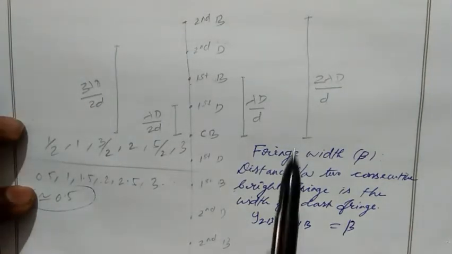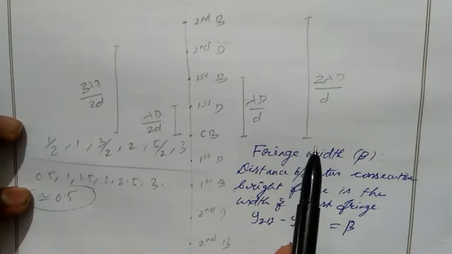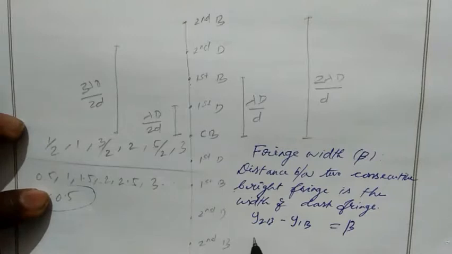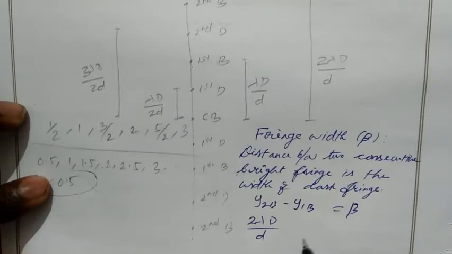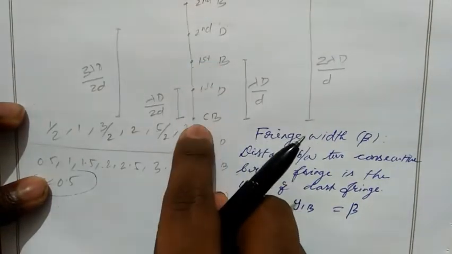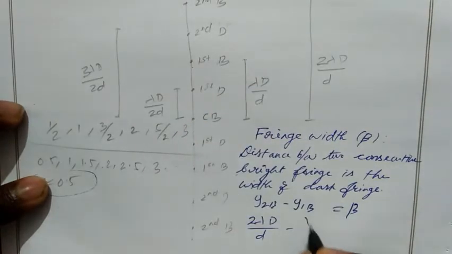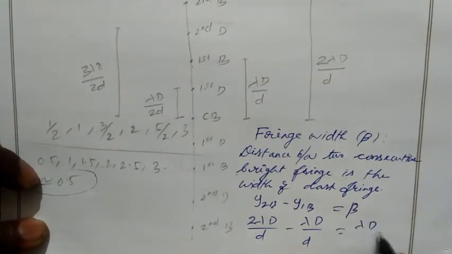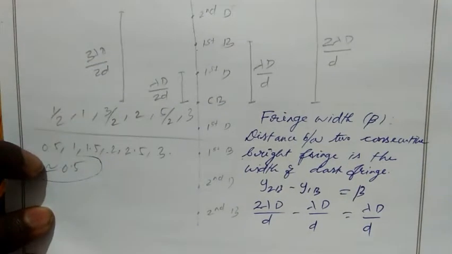Let's take y2b, the distance of the second bright fringe from the central bright fringe, 2 lambda D by d, minus the first bright fringe's distance from the central bright fringe, lambda D by d. So 2 minus 1 will be 1. So we have lambda D by d. So this is the fringe width, the width of the dark fringe.